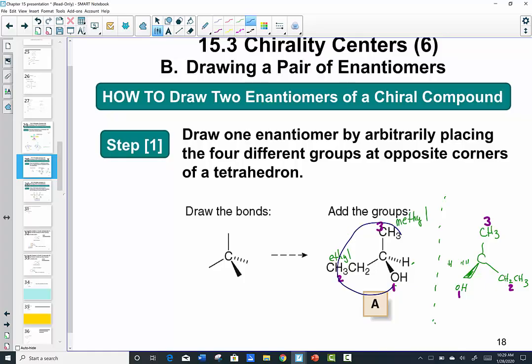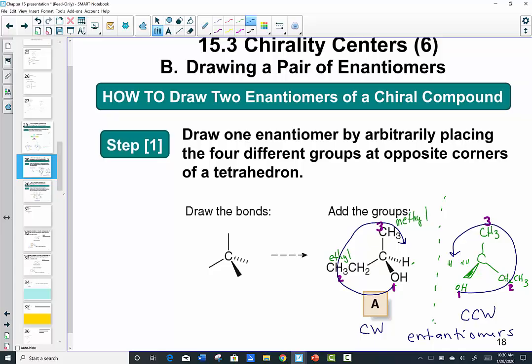1, 2, 3, that's a clockwise spin. Here, 1, 2, 3, that is a counterclockwise spin. So again, we have proven that these are enantiomers, non-superimposable mirror images.